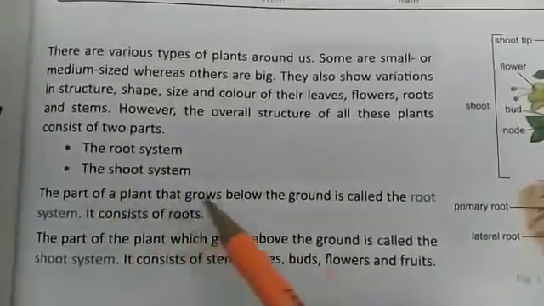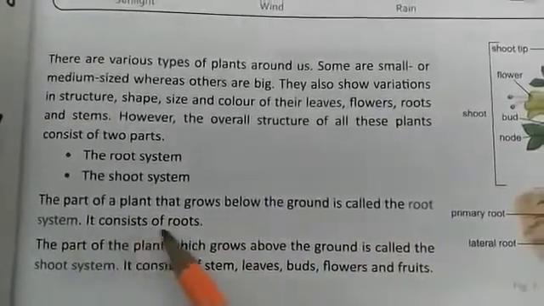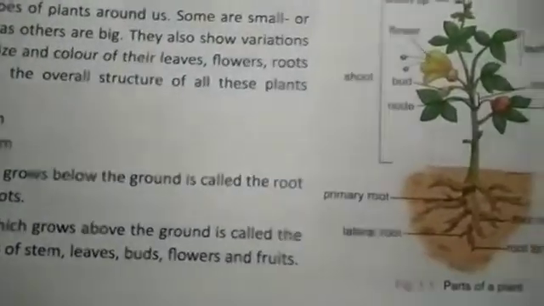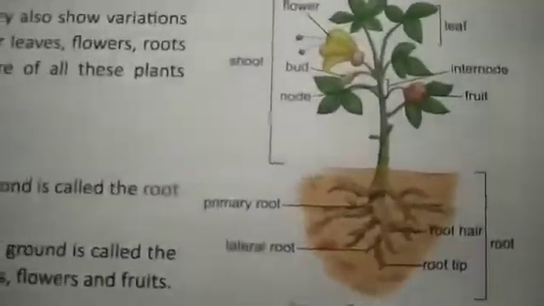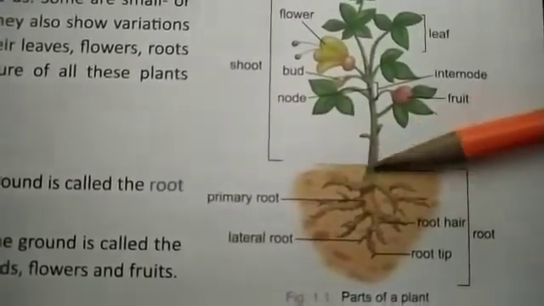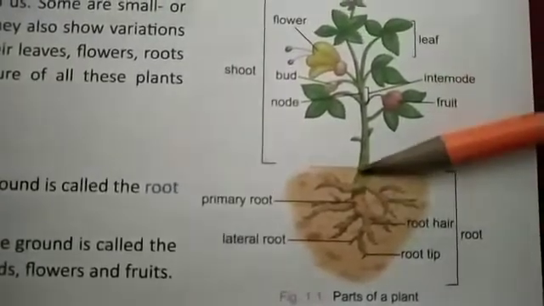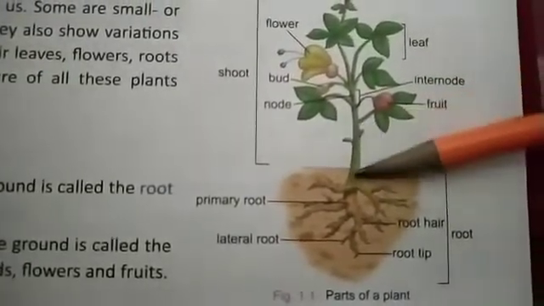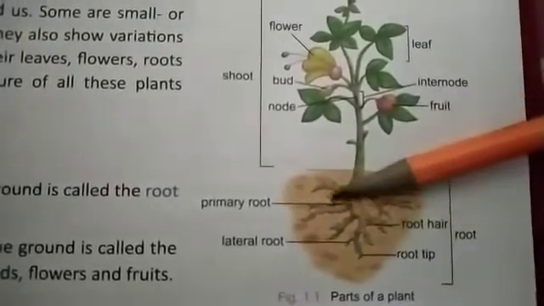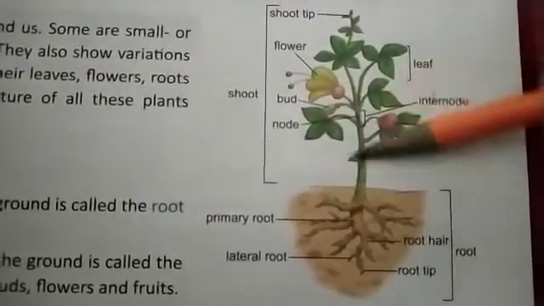The part of a plant that grows below the ground is called the root system. It consists of roots. So here we can see in this figure 1.1, students, that this is your soil, this is your soil level. This plant has two parts, one above the soil, another one below the soil. So the below the soil part is called simply the root system. The above the soil part is called the shoot system.